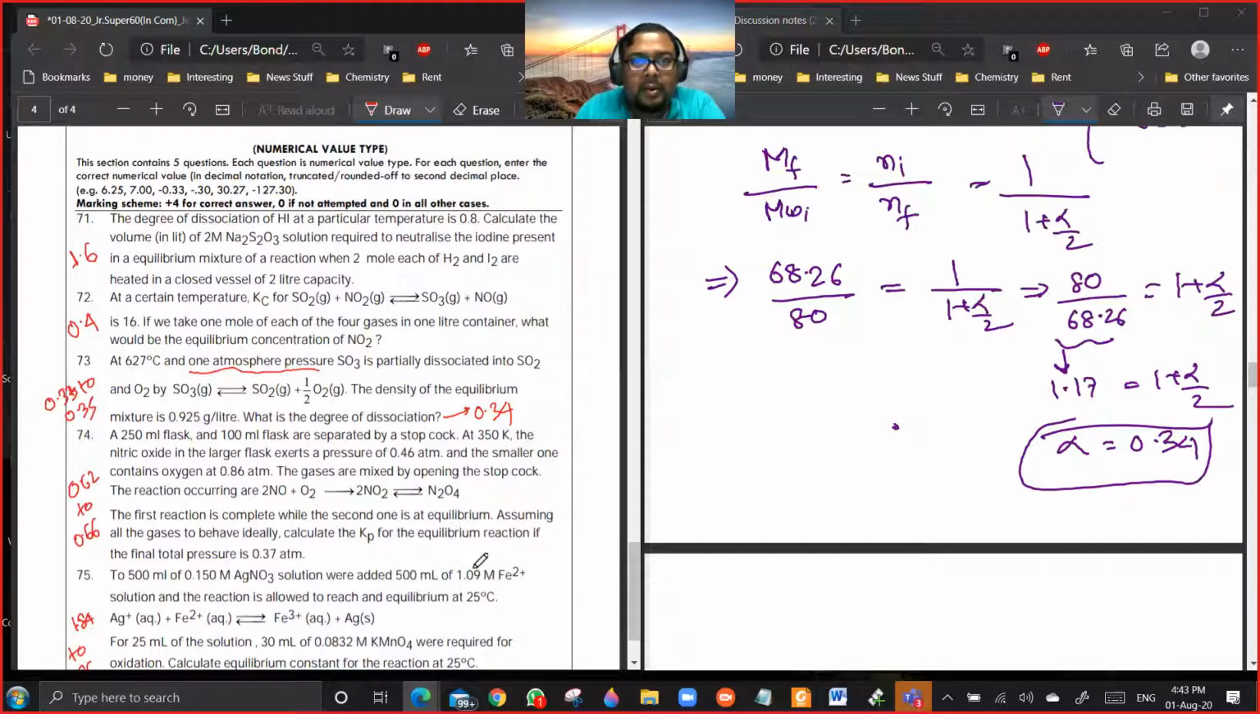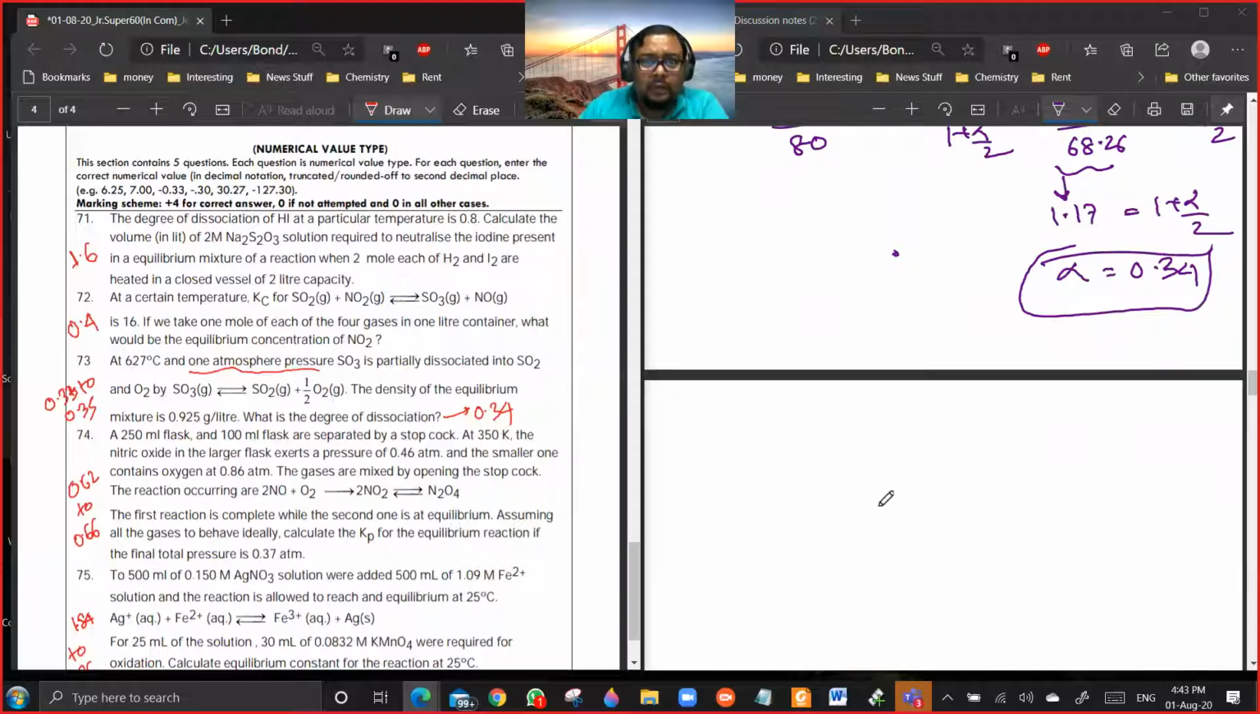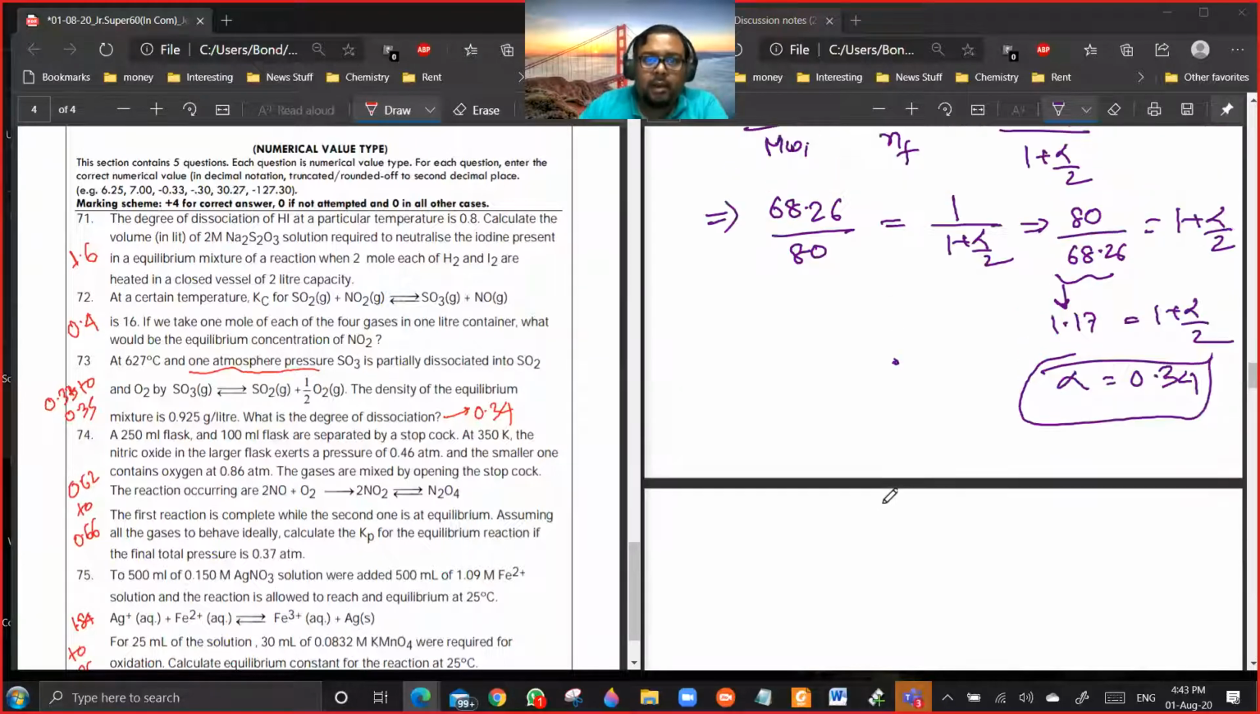Now, range is given. See, if a range is given, anything which falls under that range will be assumed to be correct. They will give marks for 0.34 also. That is the whole definition of a range. Anything falling between that will be considered correct.